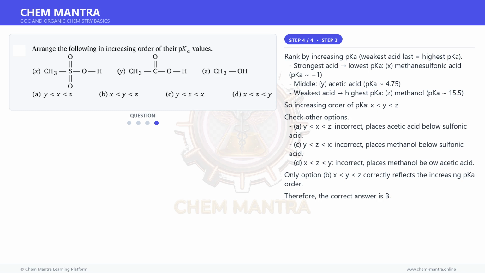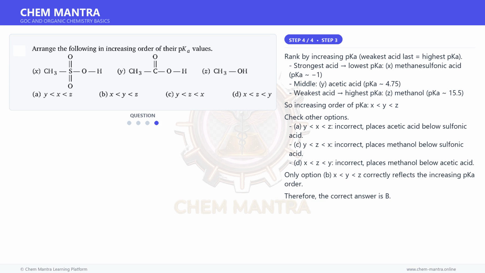Rank by increasing pKa, weakest acid last equals highest pKa. Strongest acid, lowest pKa, X, methane sulfonic acid, pKa approximately 1. Middle, Y, acetic acid, pKa approximately 4.75. Weakest acid, highest pKa, Z, methanol, pKa approximately 15.5. So increasing order of pKa: X, Y, Z. Check other options.